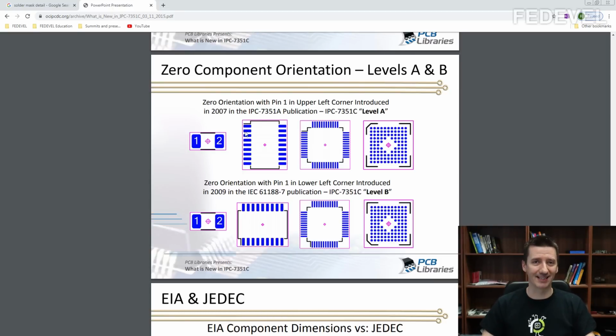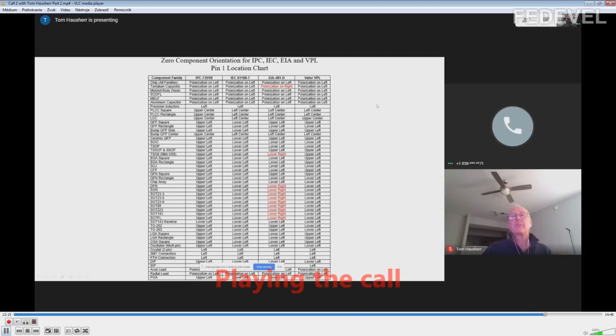I asked Tom. Here is the answer. This is for the pin 1 orientation, because we have pin 1 identifiers, but then where should pin 1 be? Should it be in the upper left or lower left or whatever? Okay, and here's the tables for IPC 7351B, upper left. IEC said no.